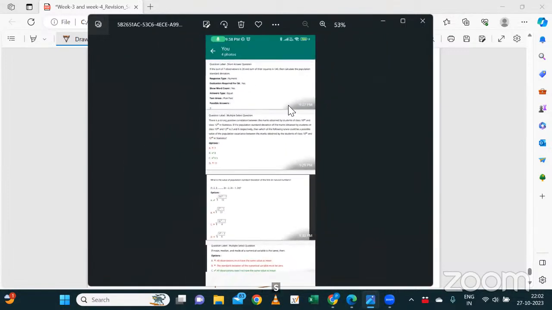Can you tell me the first question? Okay. The sum of 7 observations is 28, and the sum of their squares is 150. Then calculate the population standard deviation.